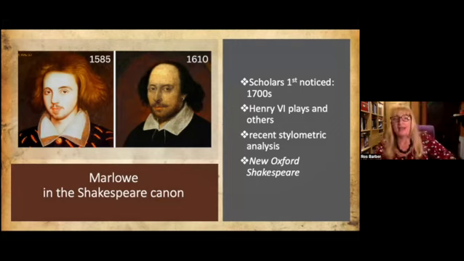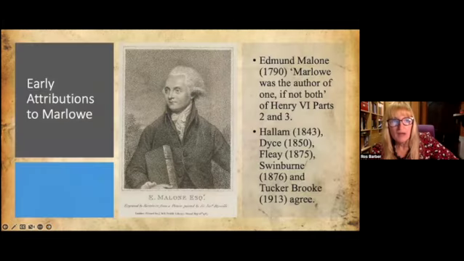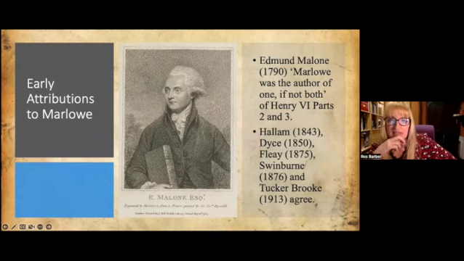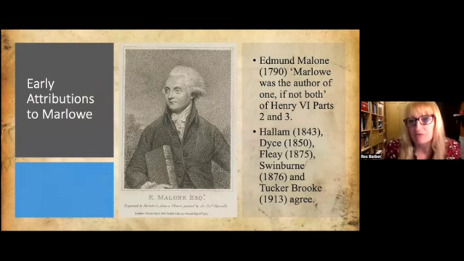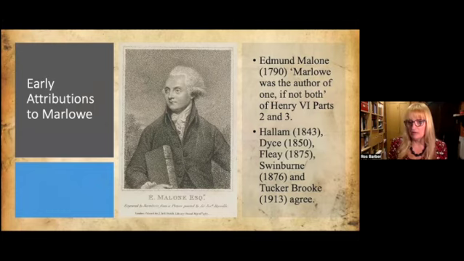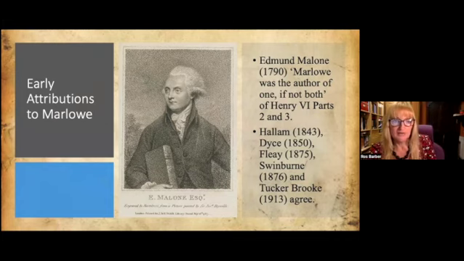We'll talk about that. And the New Oxford Shakespeare has got him down as definite co-author of the Henry VI plays. Early attributions include Edmund Malone, 1790. He says Marlowe was the author of one, if not both, of Henry VI, parts 2 and 3. Hallam, Dyce, Fleay, Swinburne and Tucker Brooke all agree. So there's quite a long history. Obviously, there are disagreements during this time as well, but there's quite a lot of fairly decent scholars saying, yes, we think Marlowe had a hand in these plays.